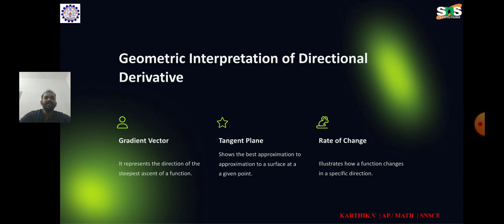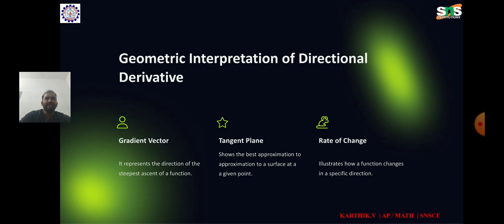Geometric interpretation of directional derivative. The geometric interpretation of the directional derivative involves visualizing how a function changes in a specific direction. Imagine you have a surface representing a function f(x, y) in 2 dimensions or f(x, y, z) in 3 dimensions at a specific point (x0, y0) in 2D or (x0, y0, z0) in 3D.